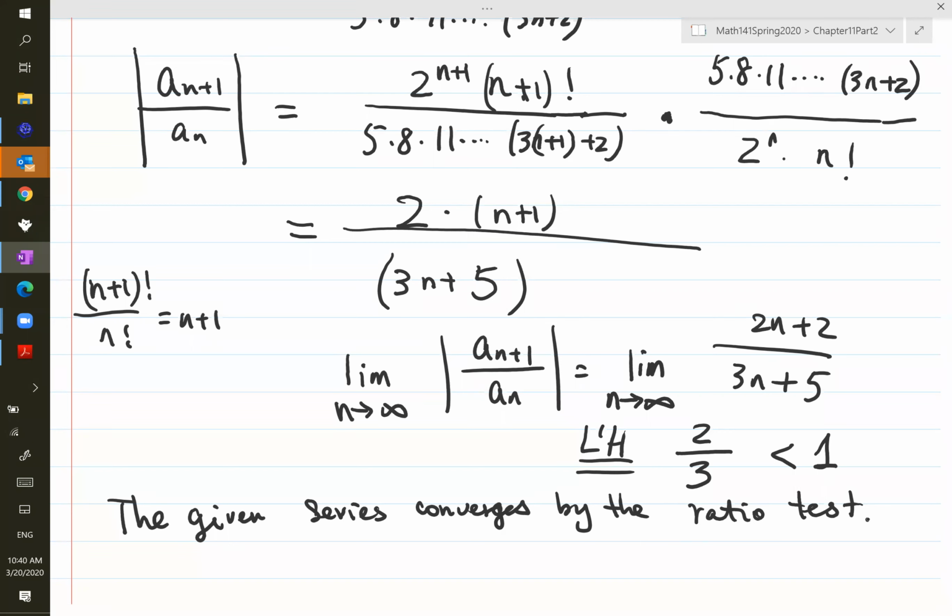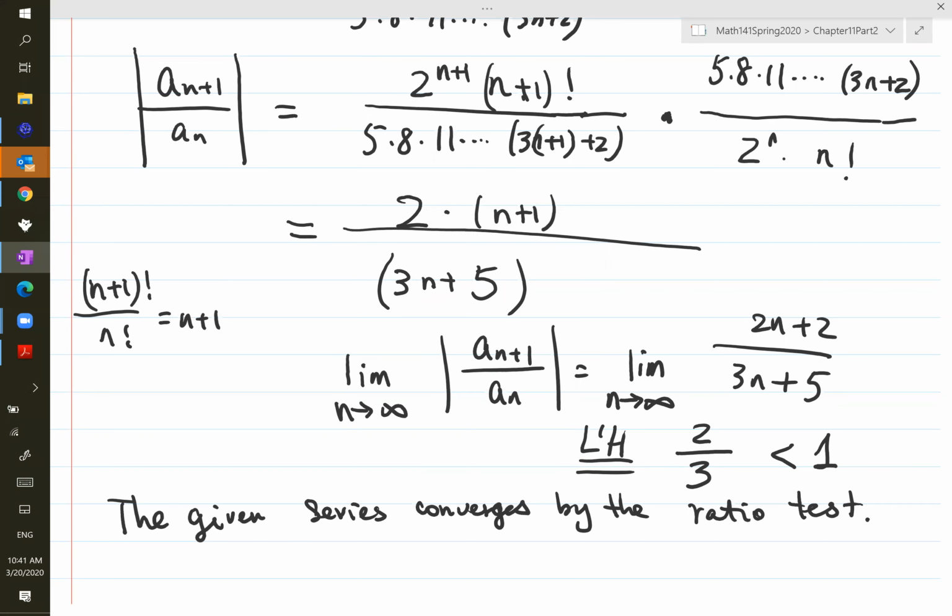Now the key to do this kind of problem is you should know how to find the general term a_n. Try to find the general term. Then try to find the ratio of the two adjacent terms. Then use the ratio test or root test.